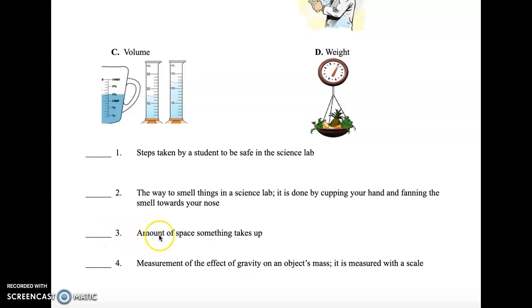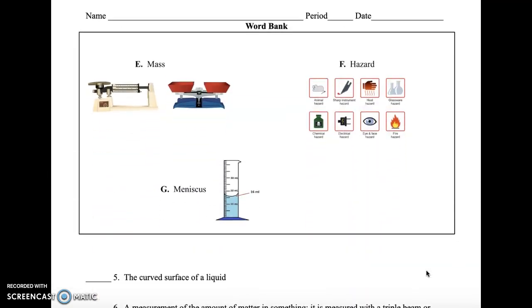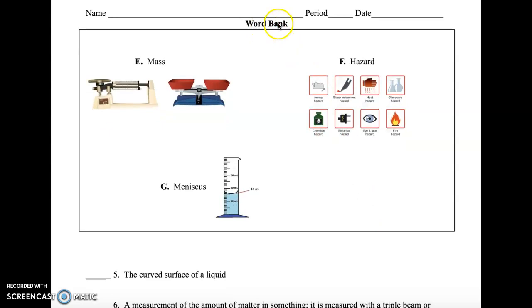Number 3. Amount of space something takes up. Number 4. Measurement of the effect of gravity on an object's mass. It is measured with a scale. Word Bank 2. E. Mass. F. Hazard. G. Meniscus.